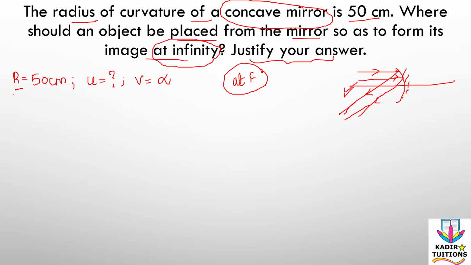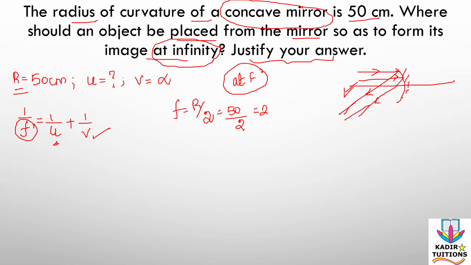So what is given? Radius, u and v. I have to find u. So which formula can we use for it? We can use the mirror formula, right? 1 by f equal to 1 by u plus 1 by v. But here f is required, v we know, and u we are going to find. But how can I get f? f is nothing but half of the radius of curvature. So f equal to R by 2, which is 50 by 2, which is 25 centimeters.